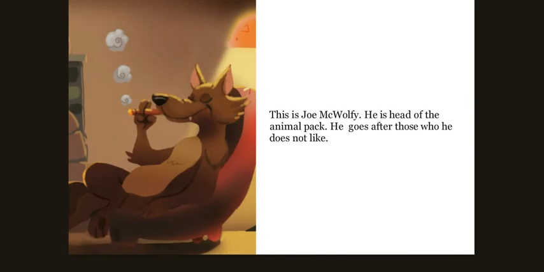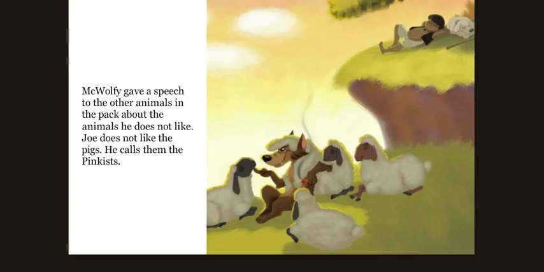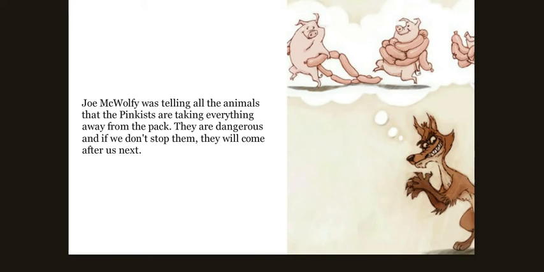This is Joe McWolfie. He is head of the animal pack. He goes after those he does not like. McWolfie gave a speech to the other animals in the pack about animals he does not like. Joe does not like the pigs. He calls them pinkists. Joe McWolfie was telling all the animals that the pinkists are taking everything away from the pack. They are dangerous, and if we don't stop them, they will come after us next.